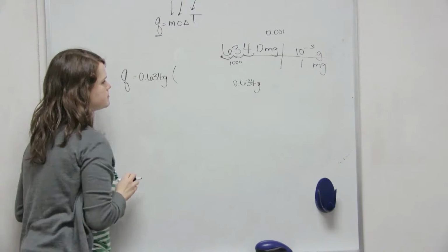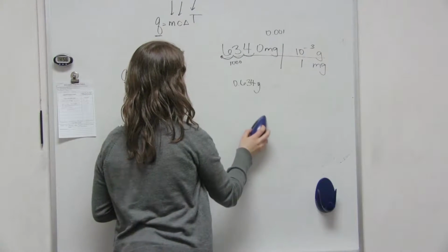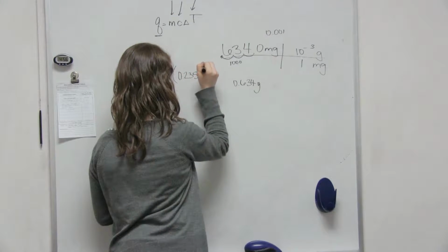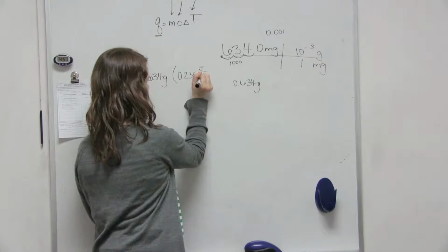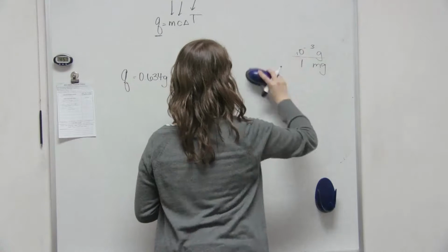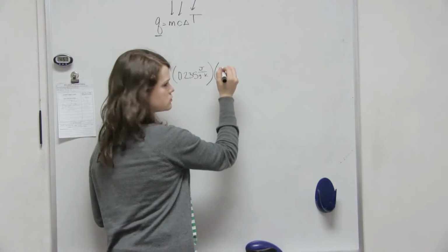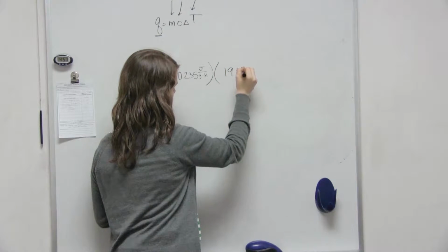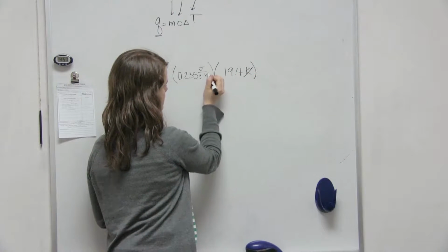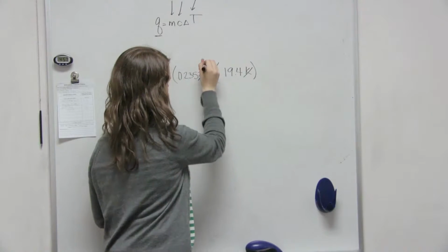So what's C? C is 0.235 joules over the grams times Kelvin. Okay, and then the change is 19.4 degrees Celsius. So we can see that we're going to find joules because Kelvin divided by Kelvin is 1. Grams divided by grams is 1. So now we just have joules.